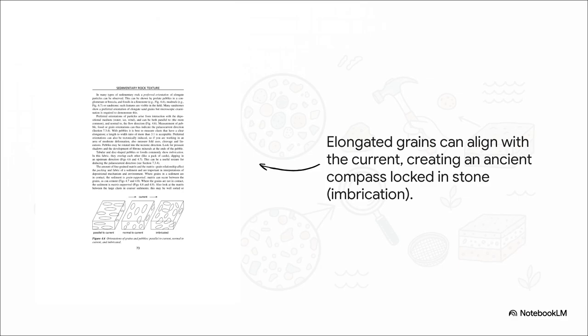Okay, check this out. Just like logs floating down a river all tend to point in the same direction, long, flat pebbles will often get tilted and stacked up against each other by the current. It's a feature called imbrication, and they basically act like little fossilized weather vanes, pointing in the exact direction the ancient river was flowing. It's an ancient compass, locked right there in the stone.